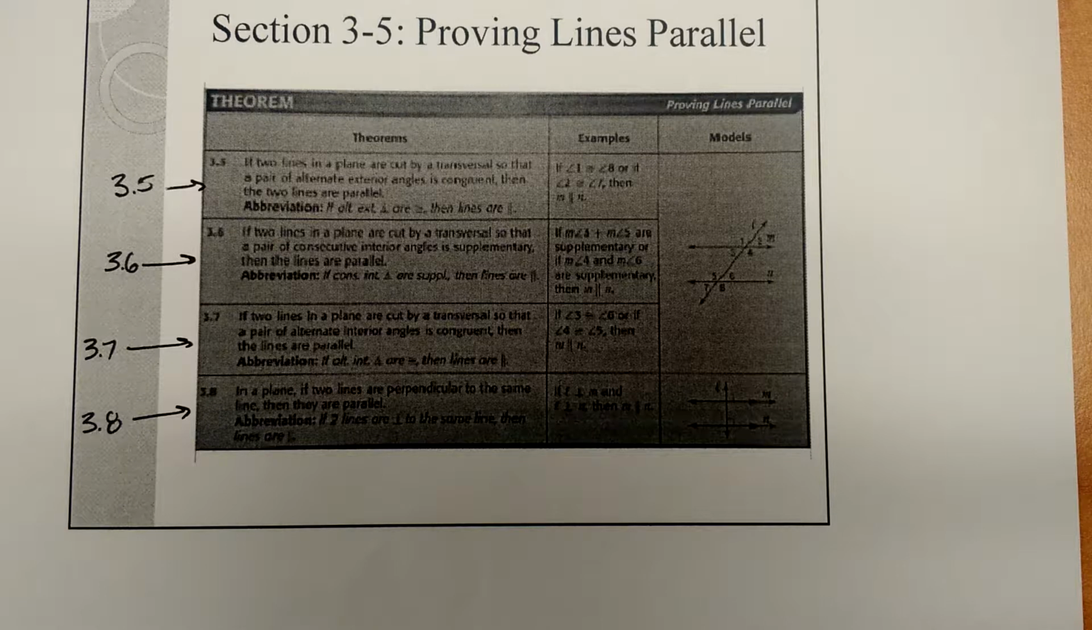Theorem 3.5 here says that if alternate exterior angles are congruent, lines are parallel. 3.6, consecutive interior angles are supplementary, lines are parallel. 3.7, alternate interior angles are congruent, then the lines are parallel. And 3.8, if you have two lines perpendicular to the same line, the lines themselves are parallel. Good things to have in your book for test day.